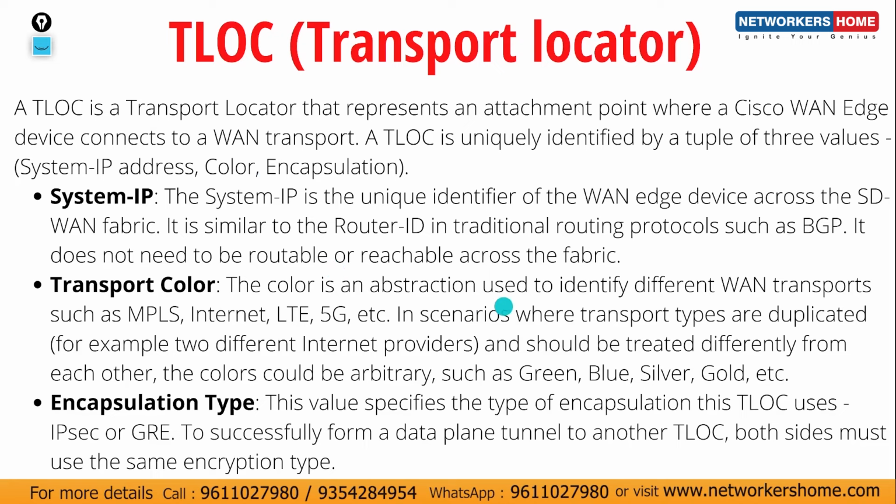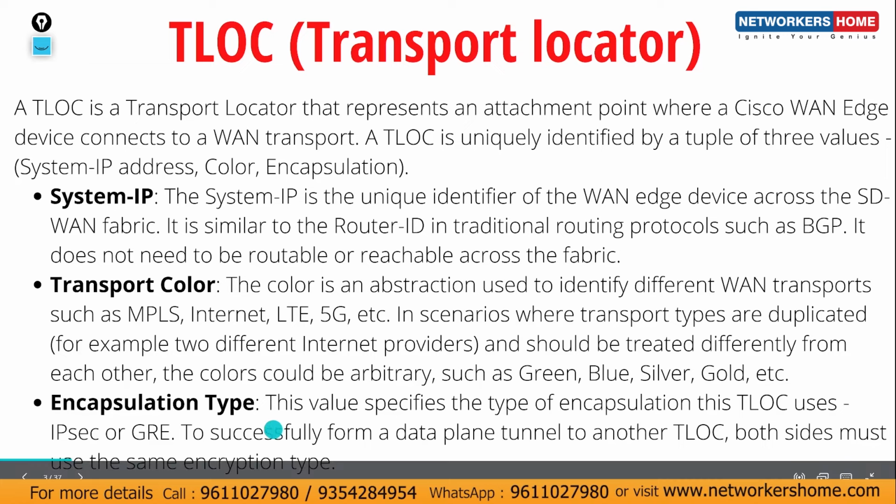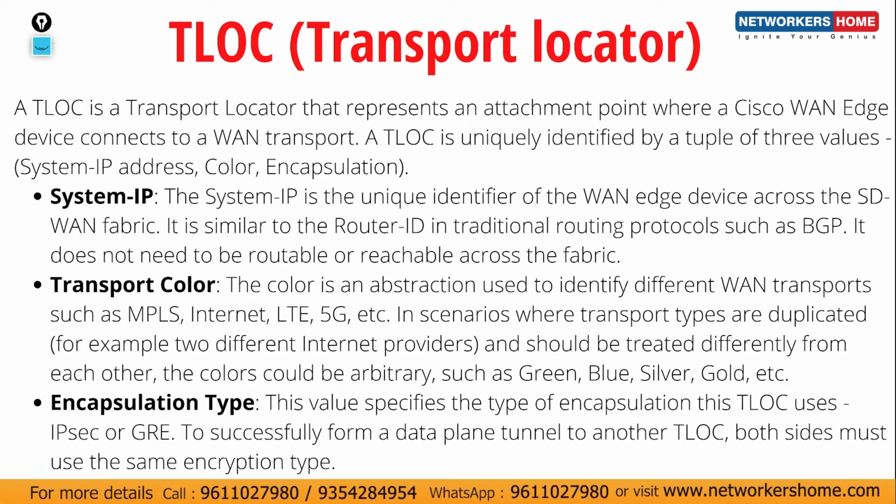Transport color: there are around 22 colors by default in Cisco, and these are basically defined as public colors and private colors. The purpose of this is that you can do a lot of advanced features based on the colors as well. Then encapsulation type. We need to know if the connection is using IPsec or GRE, etc.